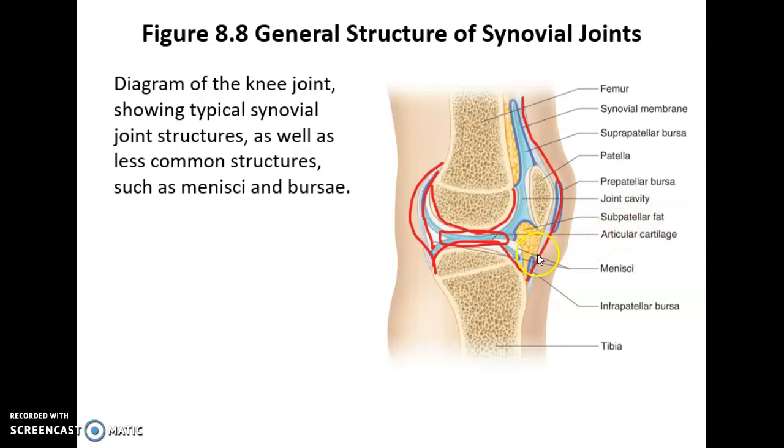But some of them have other structures, such as meniscus or bursae. These are for protection. These are for avoiding friction. These are special structures in order to avoid damage in the joints.